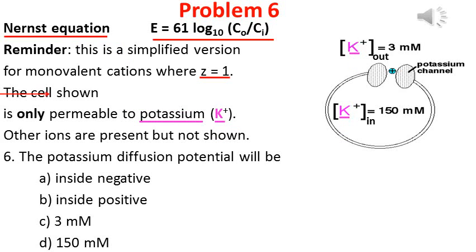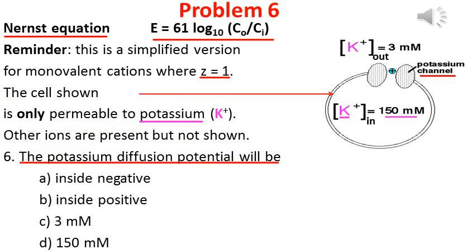as potassium ions. The cell has a higher concentration of potassium inside than outside. The cell has potassium channels, and the membrane is permeable to potassium. What can we say about the potassium diffusion potential?